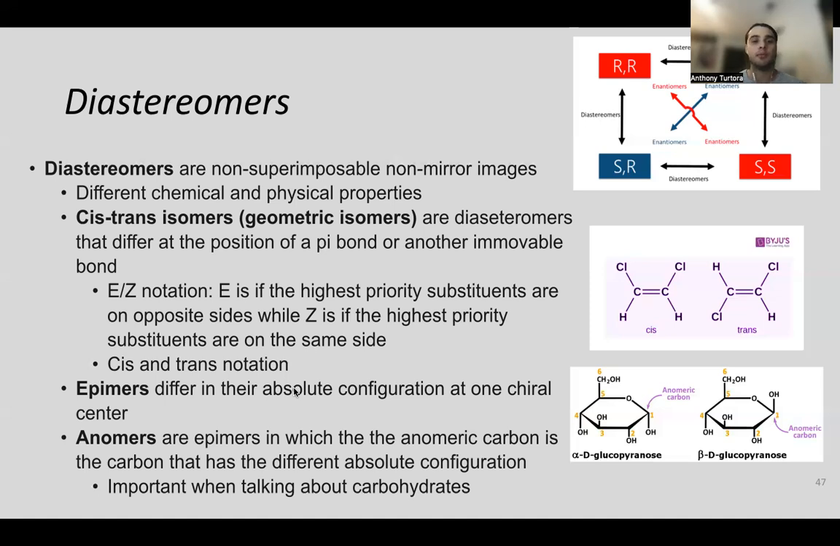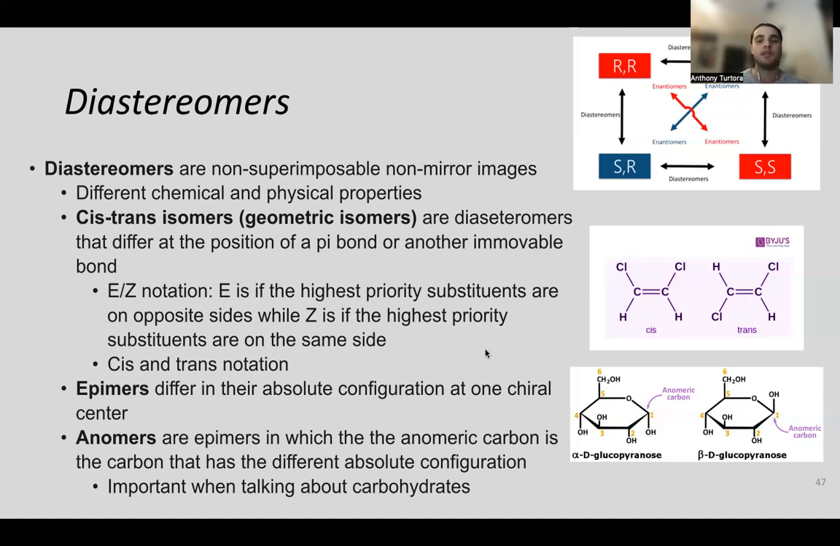Now, epimers are diastereomers that differ in the absolute configuration at only one chiral center. If we have tons of different chiral centers in a molecule, all of them will be the same until you get to one. And that makes it an epimer, which is a certain diastereomer.